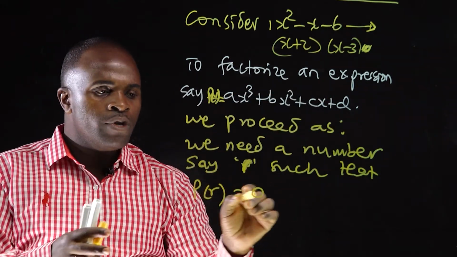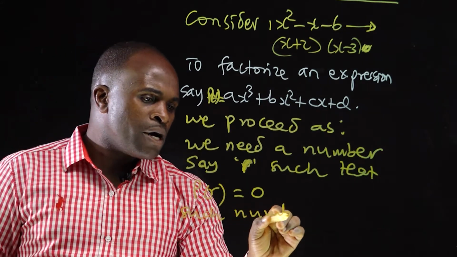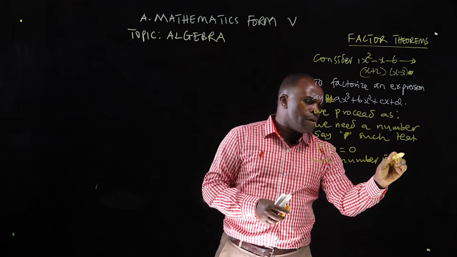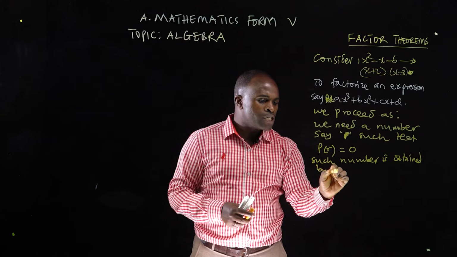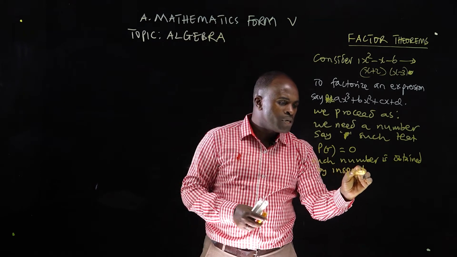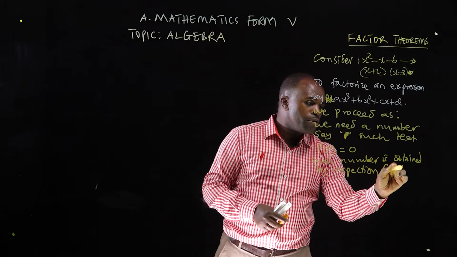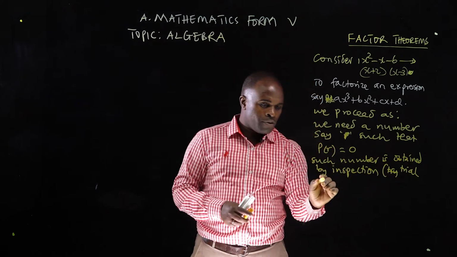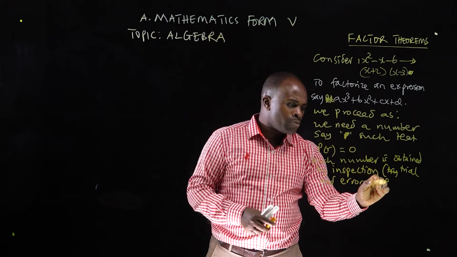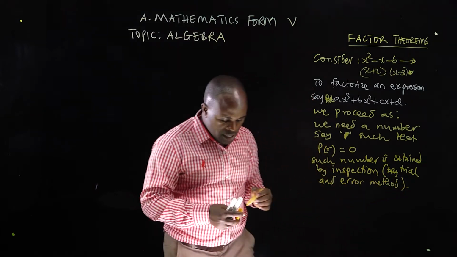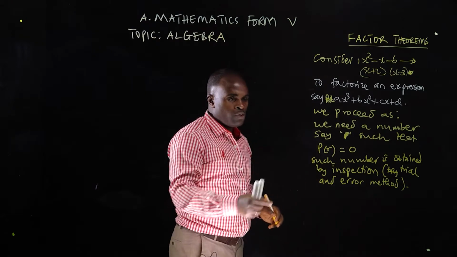But how do we get that number? Such a number is obtained by inspection, which means by trial and error methods, to know the value of r.